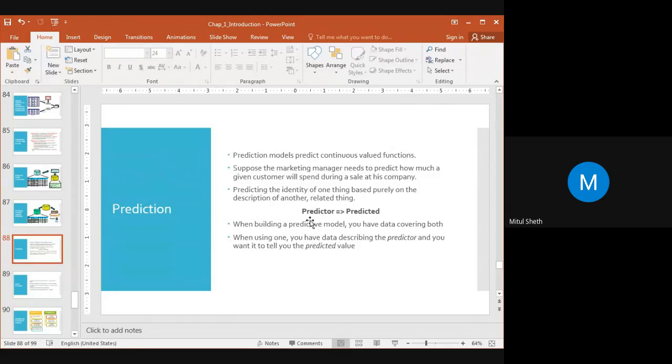Okay, at that time I can use the classification model. So a classification model can work on nominal or categorical data, but if you have continuous value data, at that time you need to use a prediction model. And in the prediction model we have a predictor, and based on the predictor we can perform the prediction.